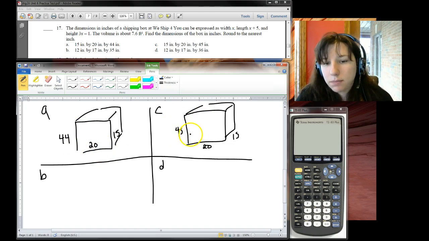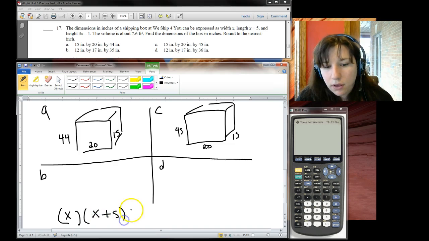Okay, so I think, well, what's my formula for volume? They give it to you here. The width is x, the length is x plus 5, and the height is 3x minus 1. So let's just kind of check these.